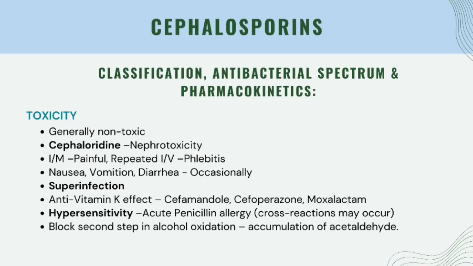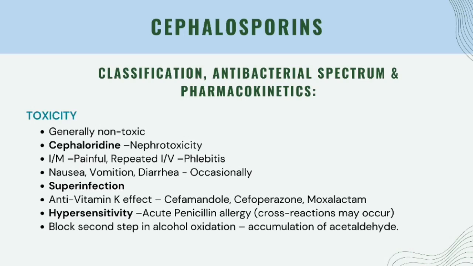Although cephalosporins are generally well tolerated, they can occasionally cause adverse effects ranging from mild gastrointestinal symptoms to more severe reactions. Cephaloridine, a first-generation cephalosporin, is known to cause nephrotoxicity, which manifests as kidney damage. The intramuscular injections of cephalosporins can be painful, while repeated intravenous administration may lead to phlebitis and inflammation of the vein. Proper injection techniques and site rotation can help minimize these reactions.